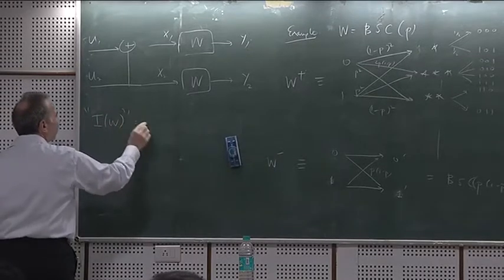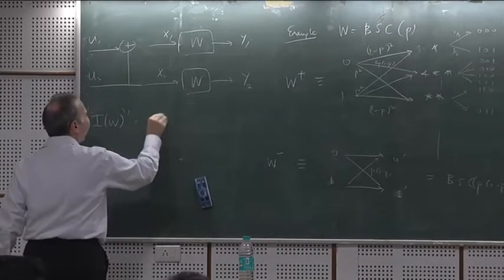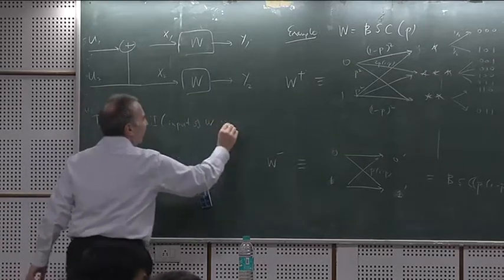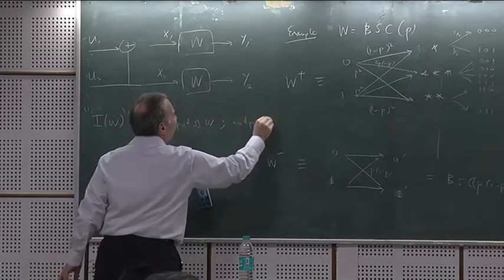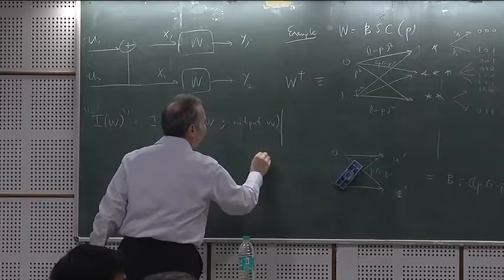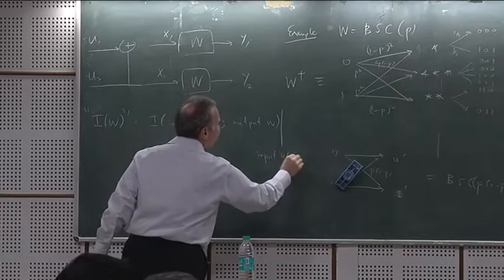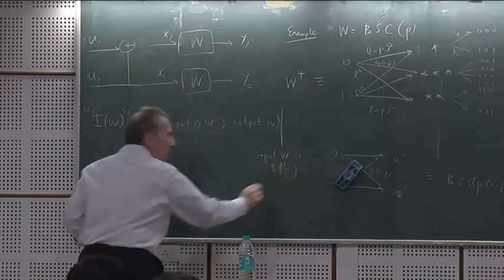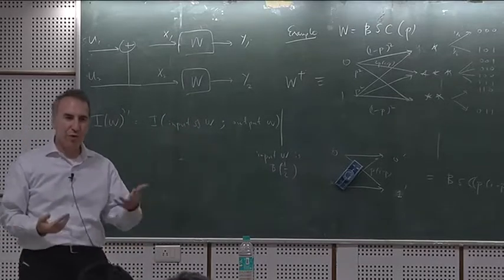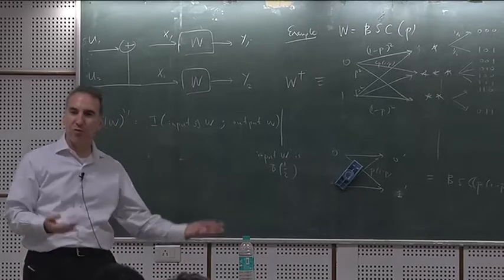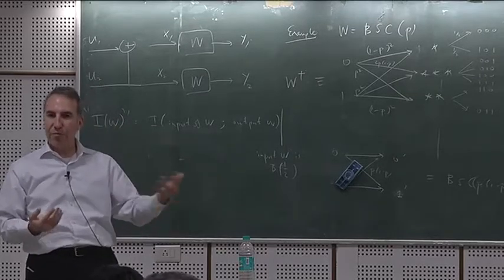I of W, this is the I of the input of W; output of W when the input of W is Bernoulli half, okay? Because when you ask for mutual information, I should give you a complete distribution. What is the distribution of input, and what is the channel which connects the input to the output, okay?